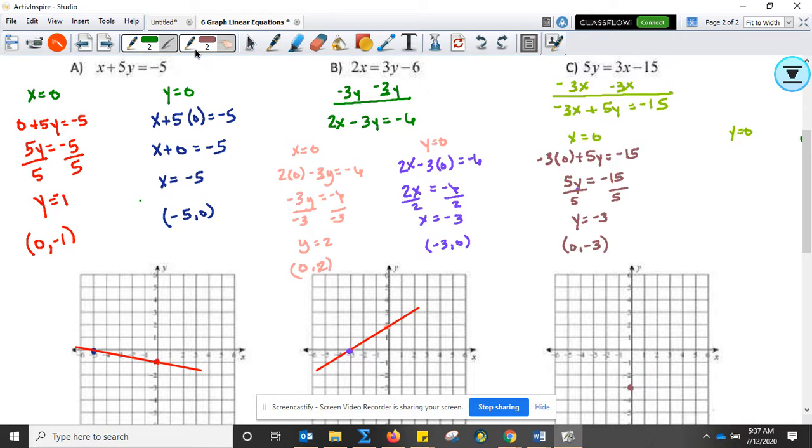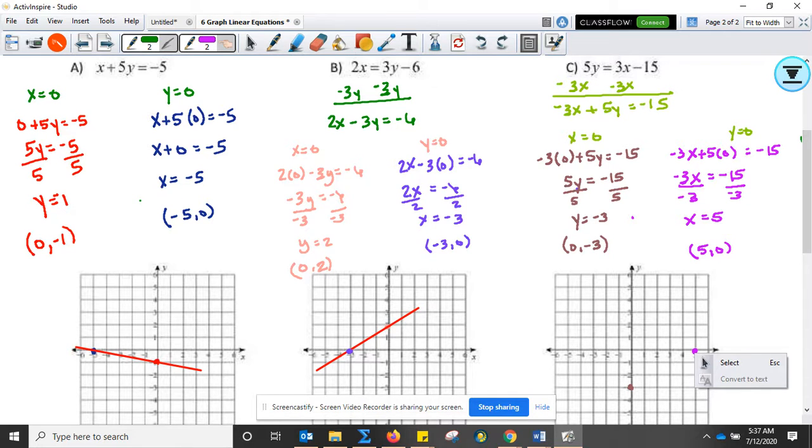Now for when y equals 0. Okay, so I have negative 3x plus 5 times 0 equals negative 15. Negative 3x equals negative 15. Divide by negative 3. x equals 5. So your ordered pair would be 5, comma, 0. So right here. So there's your 2 points. Now to get the graph, connect those 2 points.